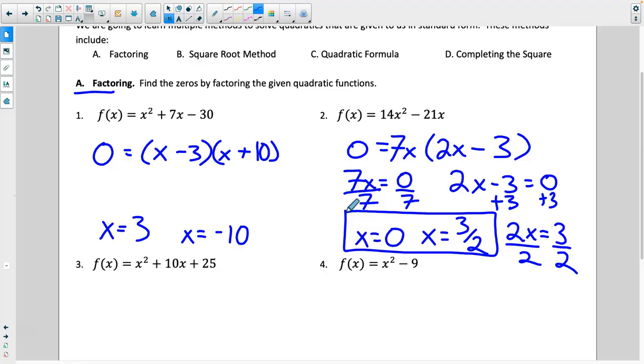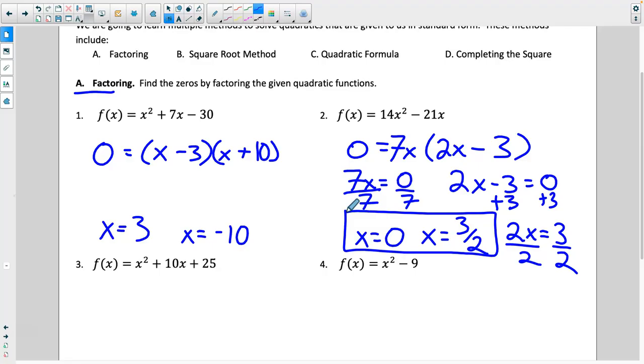So slight difference in how we dealt with the problem. We factored in the first one and got our x-intercepts. We are factoring a trinomial. Here we are factoring a binomial, which just means we have 2 terms. And we took our greatest common factor out. Slight differences, nothing too crazy.